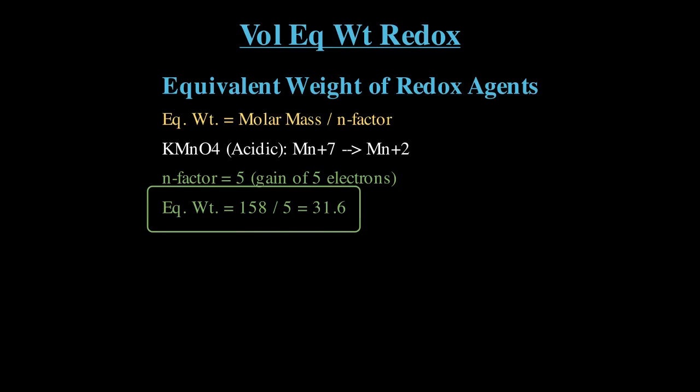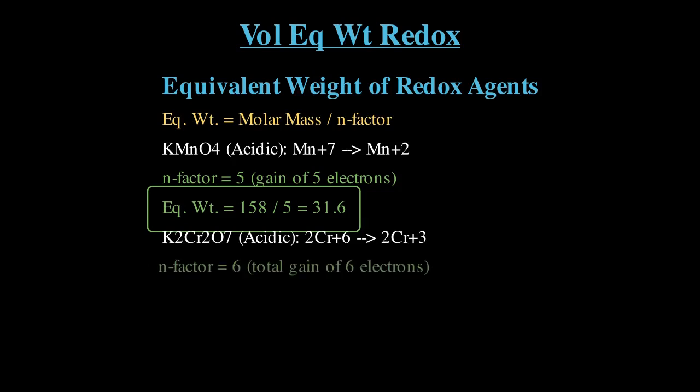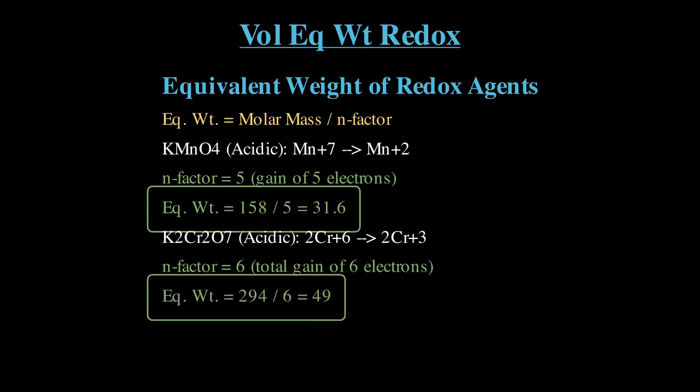Now for potassium dichromate, K2Cr2O7. Each of the 2 chromium atoms goes from +6 to +3. That's a gain of 3 electrons per atom, so the total gain is 6 electrons. The N factor is 6. Its equivalent weight is the molar mass, 294, divided by 6, which equals 49.